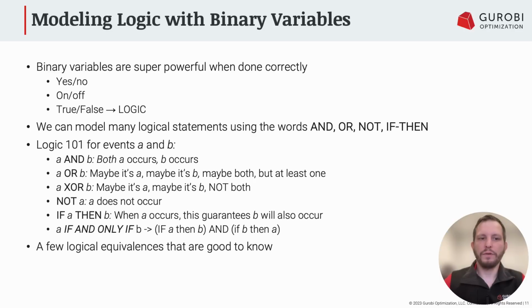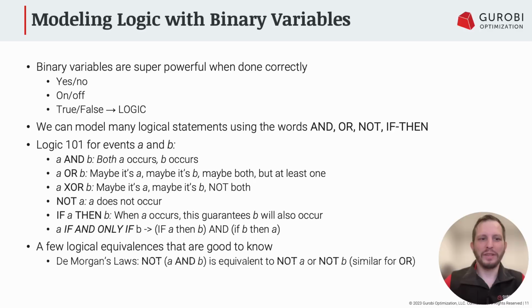In addition to that, there are a few logical equivalencies. These are pairs of logical statements that are exactly the same in terms of their meaning, and whether or not they are true or false. They are a few ways to help translate logical statements for mathematical optimization. One is called De Morgan's laws. Essentially, it takes a not and distributes it amongst an A and B statement and also an A or B statement. So not (A and B) is equivalent to not A or not B. And this is similar for or as well, where you replace the and with the or and get the same thing. So this is a way to negate an and statement or to negate an or statement.